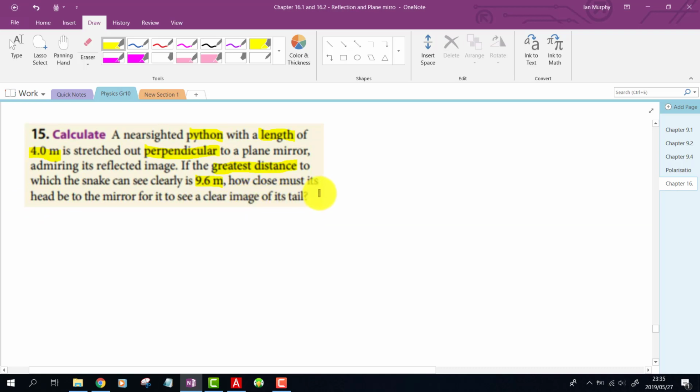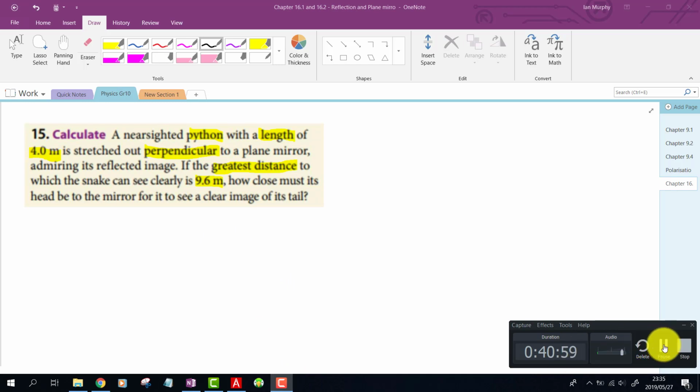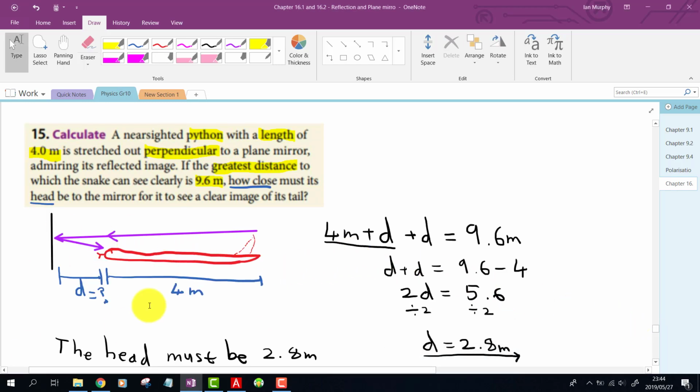So we'll have to start with the diagram. Let me just quickly pause and then I'll put the diagram in. Okay, so here's a diagram. I drew a mirror, I drew a snake, with a little tongue and eye just to indicate what it is. Then I added my distances.